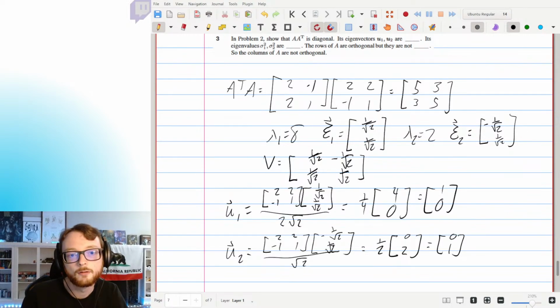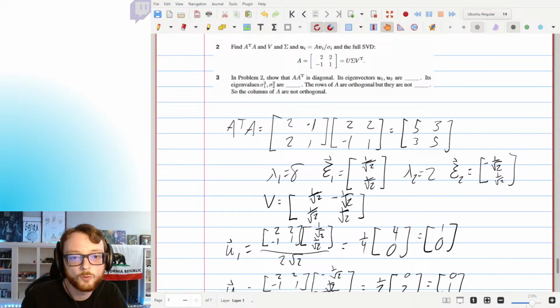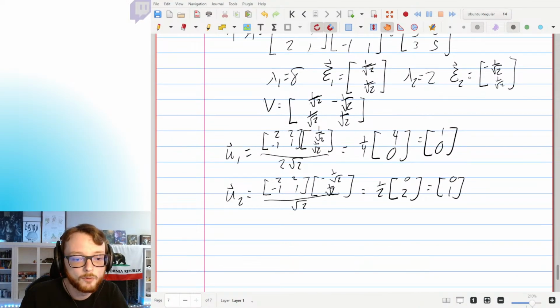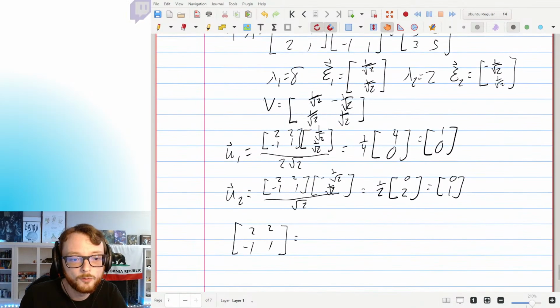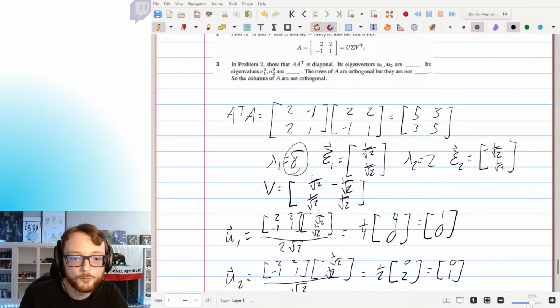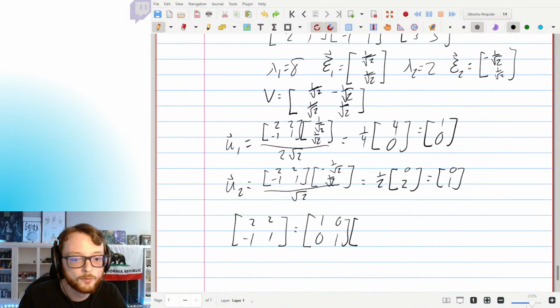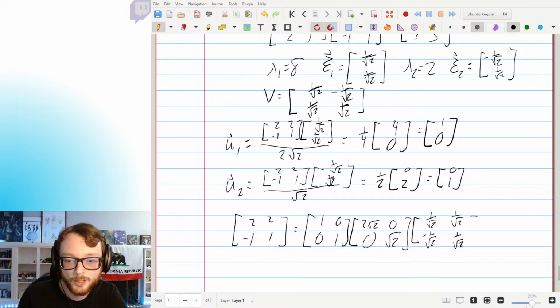So hopefully this SVD will now work. So we're going to make the claim 2, 2, minus 1, 1 is equal to U, which is 1, 0, 0, 1, just the identity boringly, times root 8, root 2, times V transpose. And we're going to check this math.